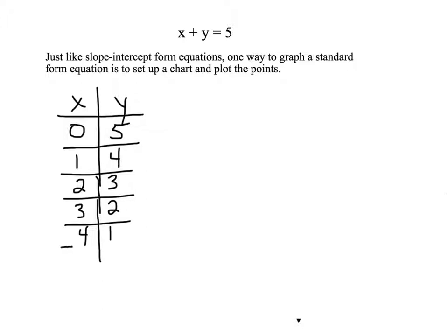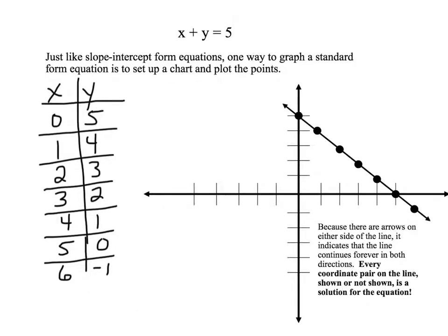You can see that I could certainly go through and get a number of different points that would satisfy that particular equation. So now I've gone ahead and graphed all of those points, and you can see right here is the point 0, 5, here is the point 1, 4, 2, 3, etc.